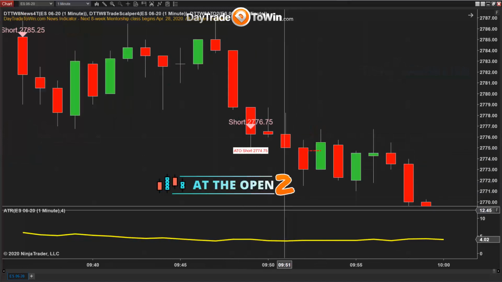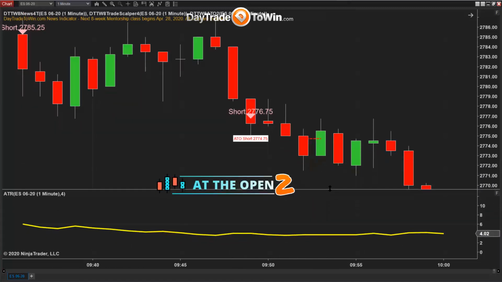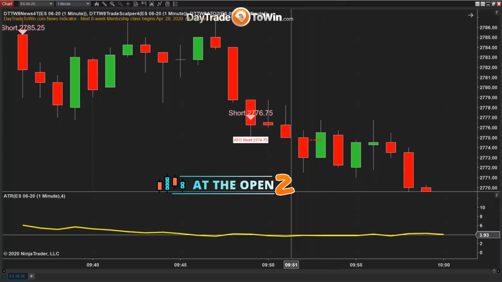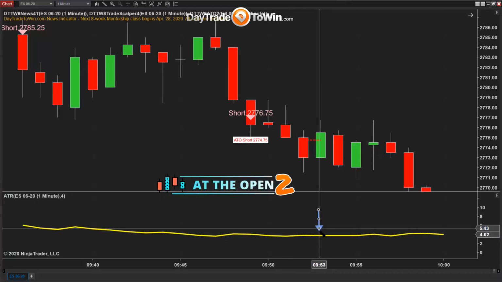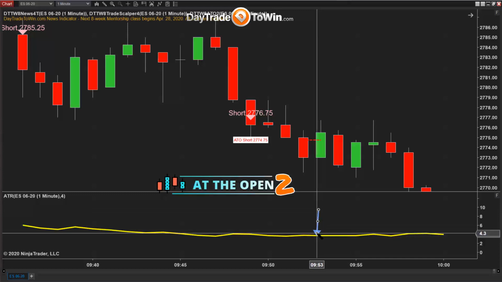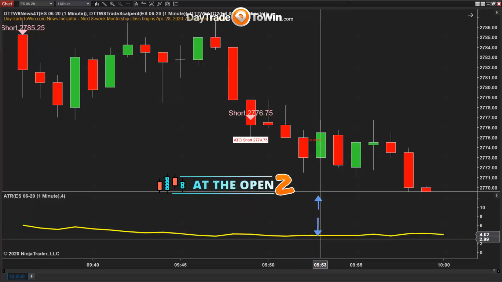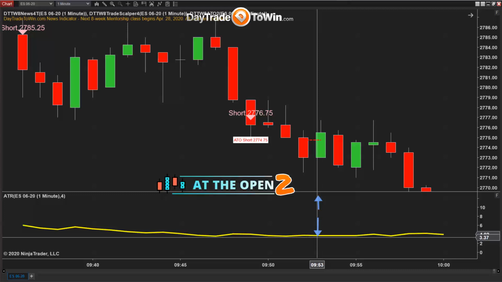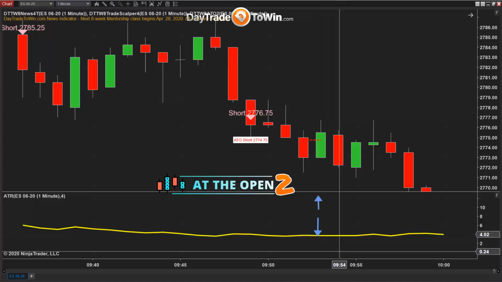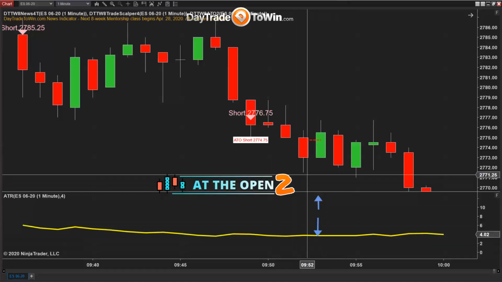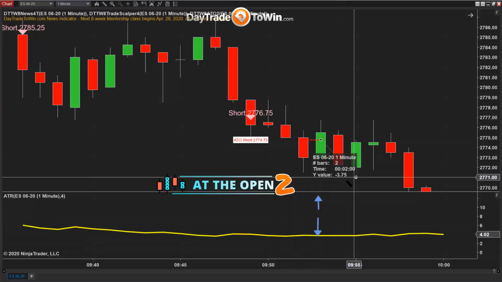Again, remember, I like to look at a few different things as far as targets and stops. With the at the open method, I'd like to look at the ATR. The average true range is indicating about 4 points. Going short at 27.74.75 is based off of price action, time, as well as movement in the market. There are no indicators that we're looking at, and so 4 points is what I can expect on the at the open method, within the next few candles.